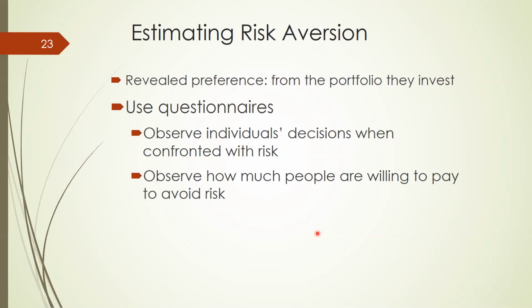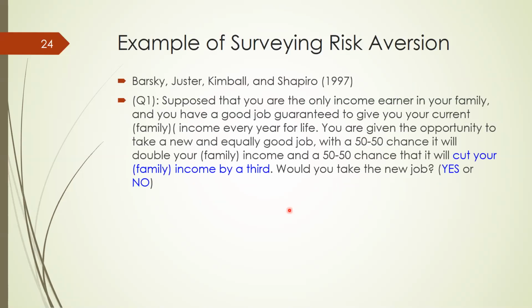Lastly, I want to show you how to quickly obtain your own risk aversion coefficient with a quick and dirty questionnaire approach. In this approach, we're going to ask you to make choices when you confront risk. The first question asks you to choose between a job that guarantees you the current income for life versus an equally good job that has risk, which has a 50-50 chance to double the income or a 50-50 chance to cut the income by 1/3. Would you take the job or not?